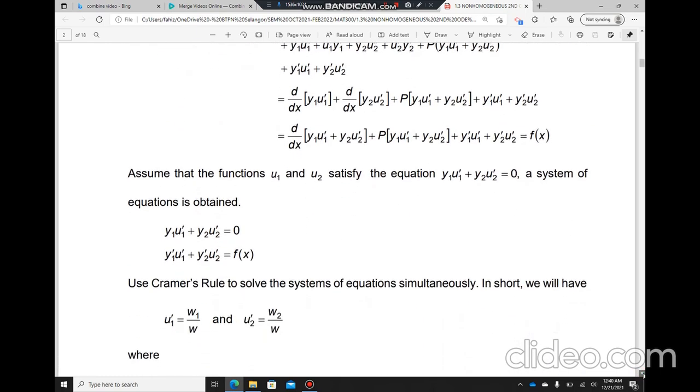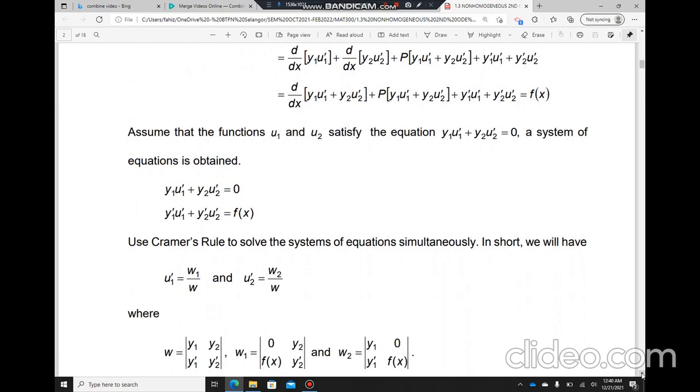Okay, next, assume that the functions u1 and u2 satisfy the equation y1 u1 prime plus y2 u2 prime equals to 0. System equations is obtained: y1 u1 prime plus y2 u2 prime equals to 0 and y1 prime u1 prime plus y2 prime u2 prime equals to fx.